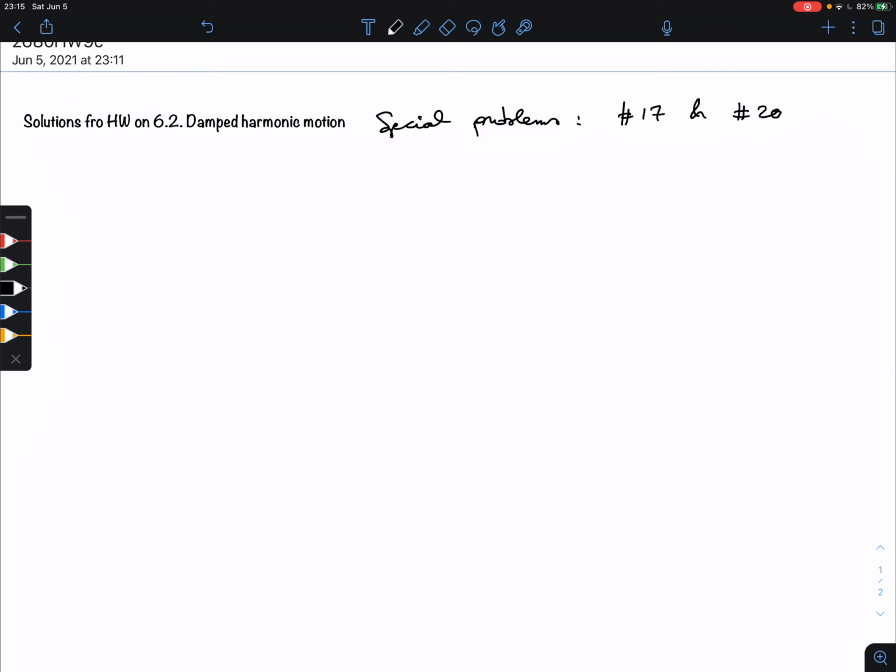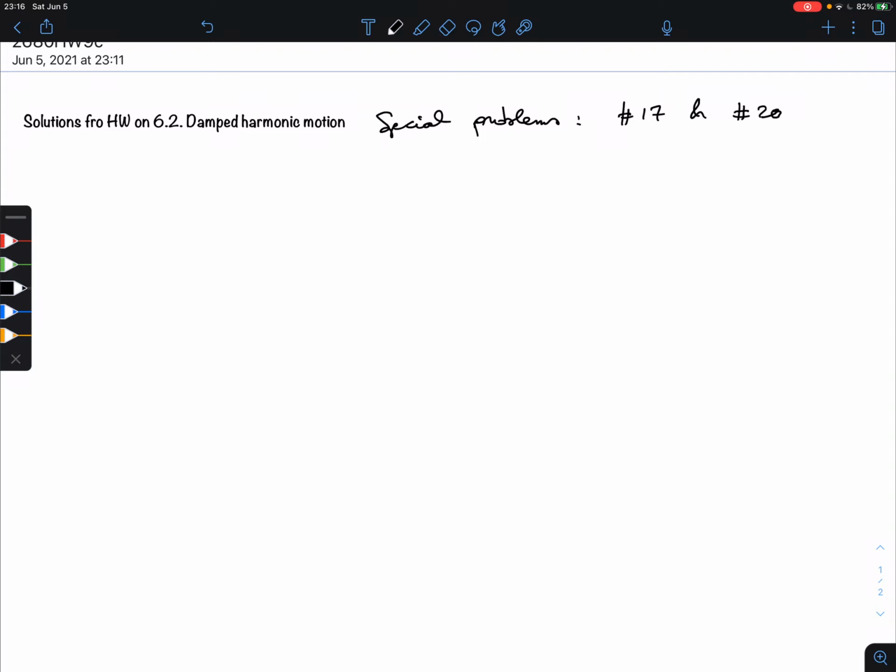And I assigned two problems with a forcing function. Then we can do everything. And also in the textbook they ask you to only do the steady state, which is the particular solution, but I want you to do the whole thing. There's not really much difference in work. So let's start with number 17.